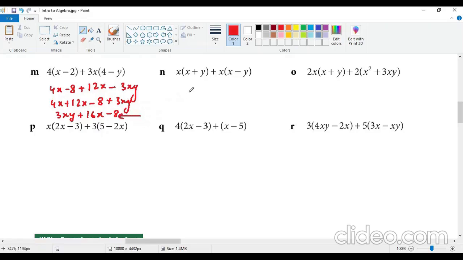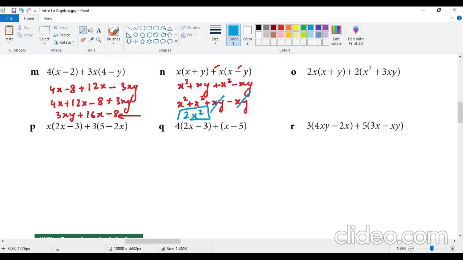First one will give you x square plus xy plus x square plus minus is a minus xy. This gives you x square plus x square plus xy minus xy. So these two guys are going to be cancelled, and x square and x square give you 2x square as an answer.